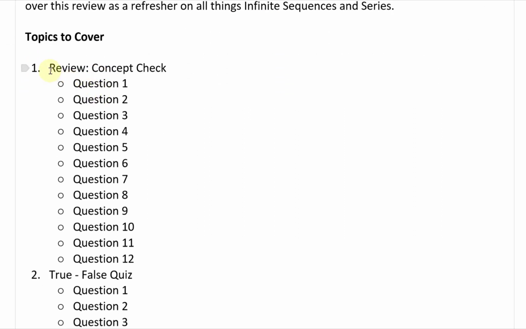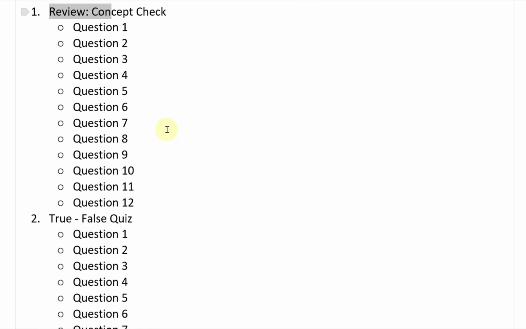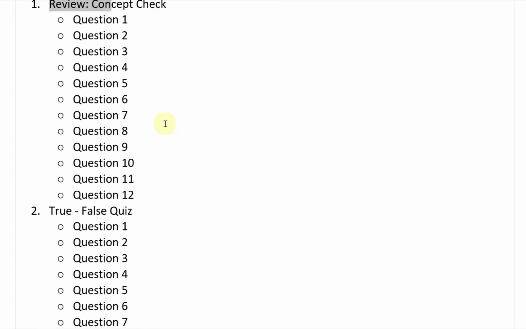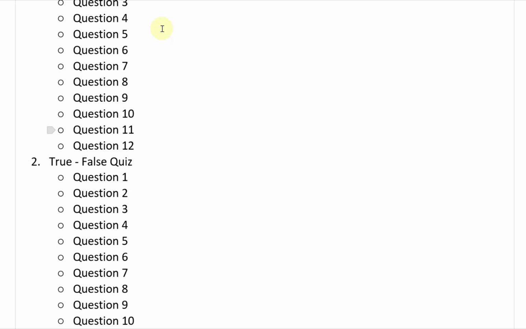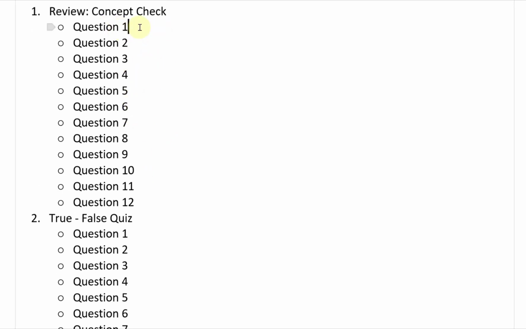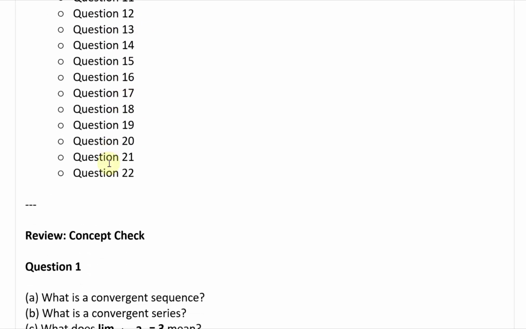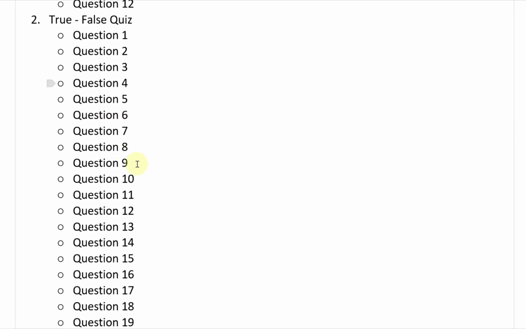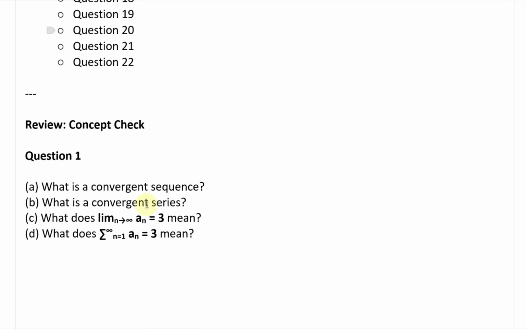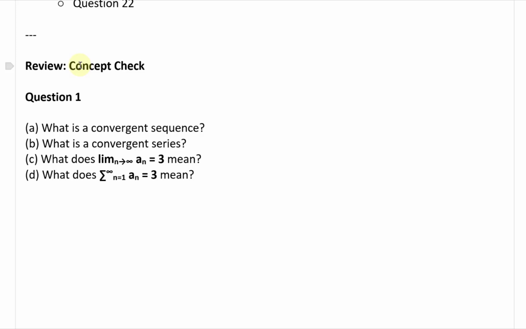Basically the first section is the review, concept check, and there are going to be 12 questions. I make this list right here because eventually I'll make timestamps when I put them in the video description below, so you can see the timestamps for every single question. So there are 12 questions on the review, concept check, and then there's a true and false quiz with 22 questions in total. Again, I list them all out like this so I can put the timestamps in the description. So let's take a look now at the review, concept check.